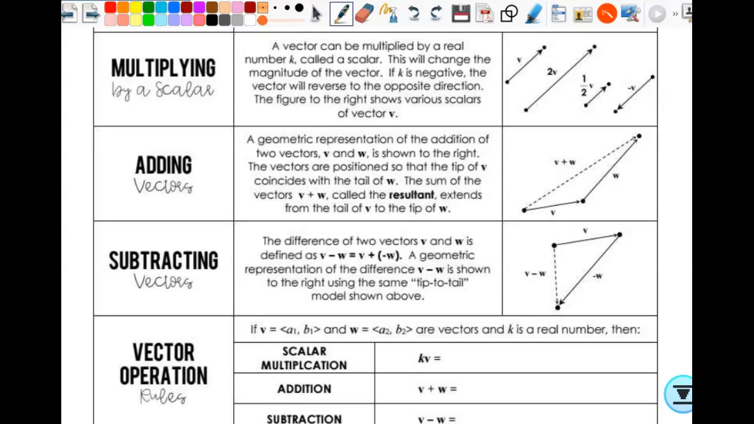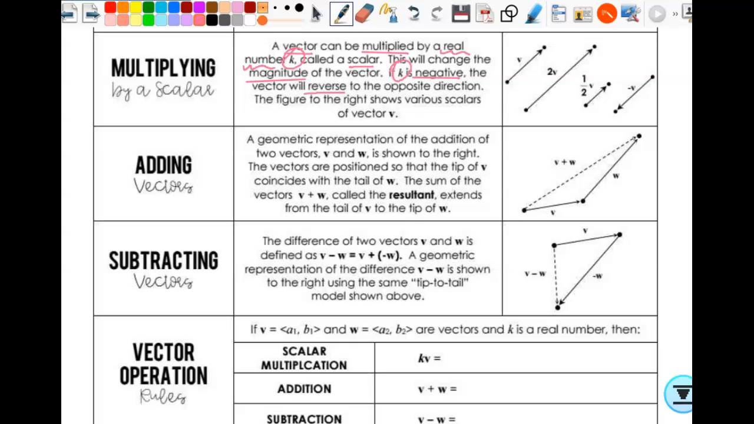A vector can be multiplied by a real number, and a lowercase k represents a scalar. It's called a scalar. This will change the magnitude. What's the magnitude of a vector? The length of it, or the size, or the distance, depending on whatever you're using. So the magnitude is the size, and if k, our scalar, is negative, then the vector will reverse to the opposite direction.